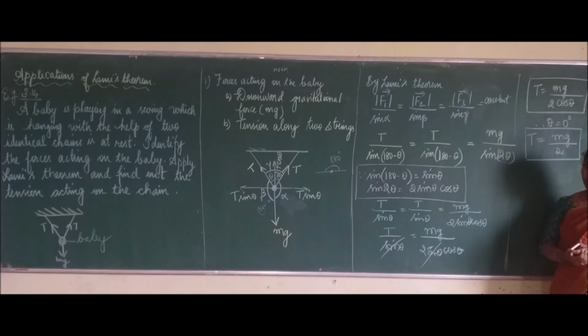This is the tension equation. T equal to mg by 2 cos theta. Suppose the angle theta equal to 0 degree. What is cos 0? Cos 0 becomes 1. So we get T equal to mg by 2, which means tension is exactly half of the gravitational force, and the strings are hanging vertical here. Okay, that's it. So this is the tension equation: T equal to mg by 2 cos theta.